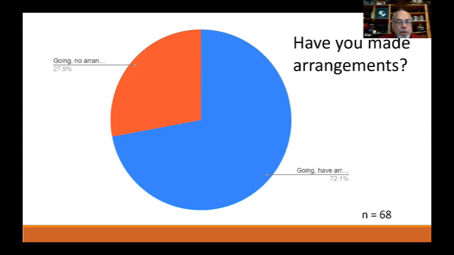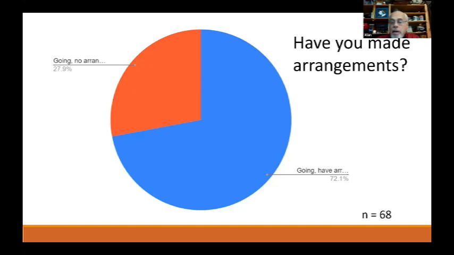Elizabeth Warner just sent hers in late. So most of the people who responded, who are paying attention to the SIG, have made their reservations, about three quarters, but a quarter is still up in the air about where they're going to stay and exactly where they're going to observe from.